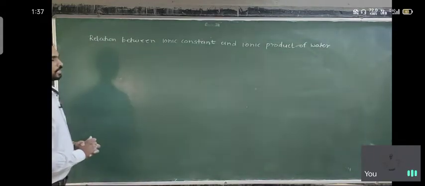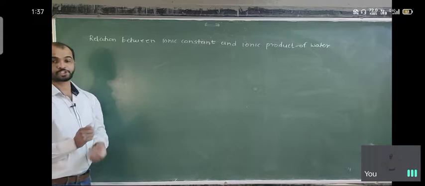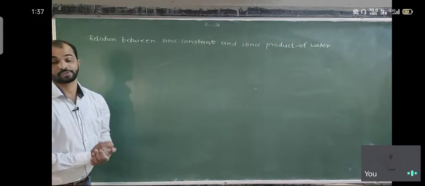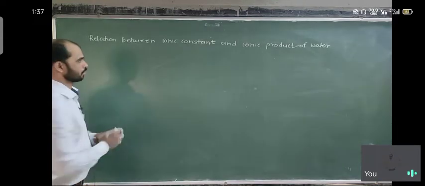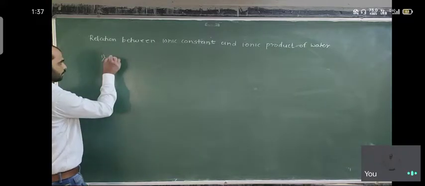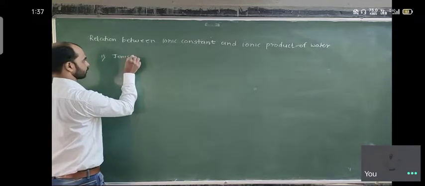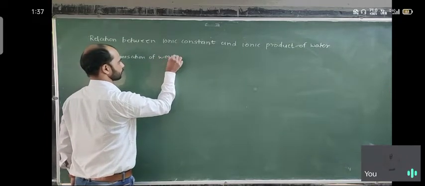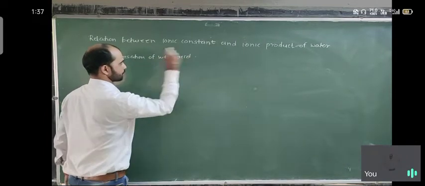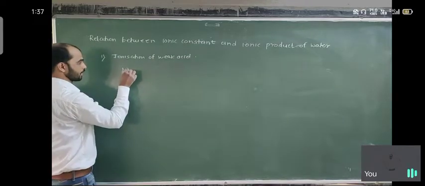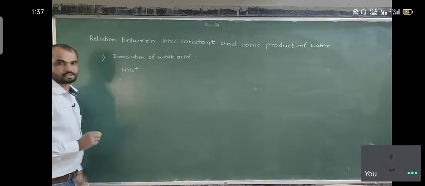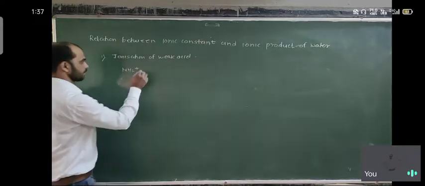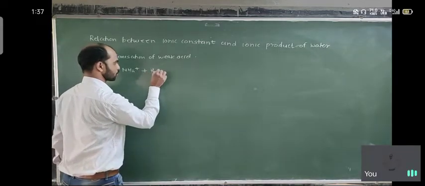So for that we consider the ionization of weak acid and weak base in an aqueous medium, meaning water. So first we consider the ionization of weak acid in an aqueous medium. So we consider here NH4 plus is the weak acid. NH4 plus is the weak acid. Plus we consider here H2O.